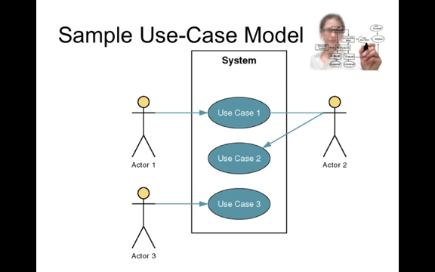So this is the sample use case model. Actor 1 has a use case. Actor 2 is involved in 2 use cases. Actor 3 is involved in a third one. The normal convention for this is that primary actors are on the left and secondary actors are on the right.